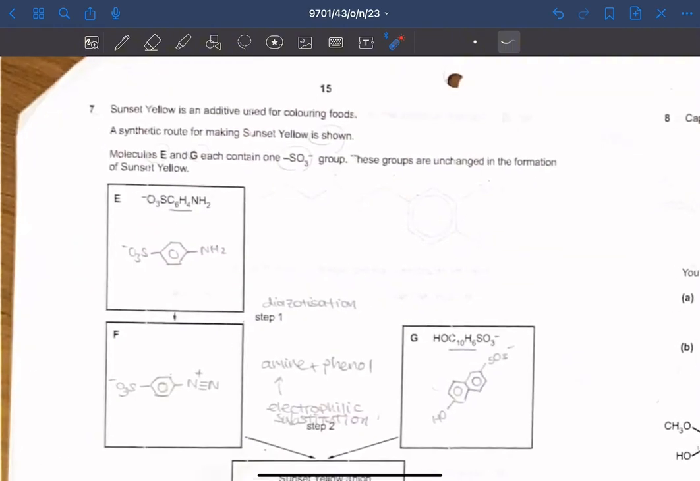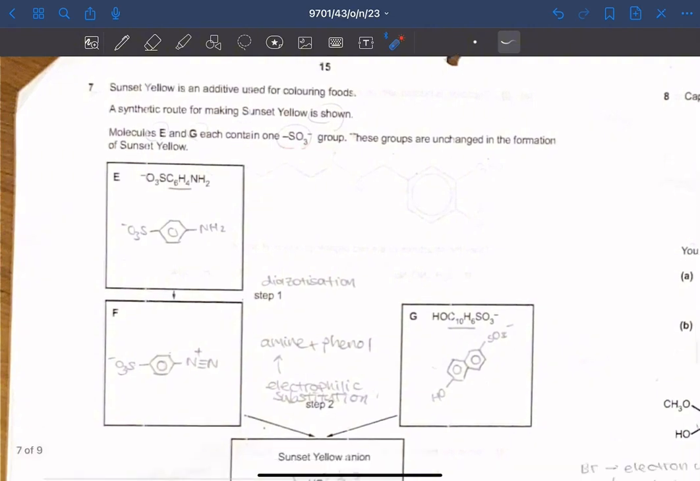Sunset yellow is an additive used for coloring foods. A synthetic route for making sunset yellow is shown. Molecules E and G each contain one SO3- group.